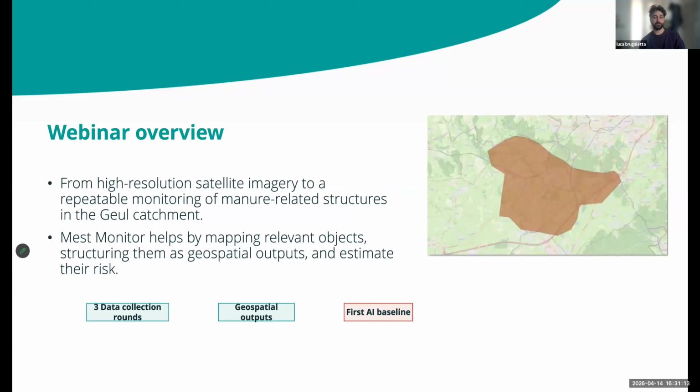And for this we built MestMonitor, which, as I already anticipated, helps by mapping relevant objects and also estimating the risks. It involves 3 different data collection rounds, or 3 campaigns, and then it gives geospatial outputs, and in the end, it also has an AI baseline that helped to contribute to this.